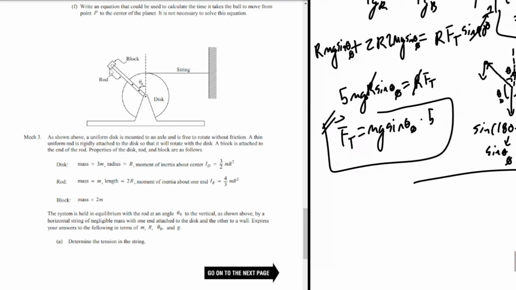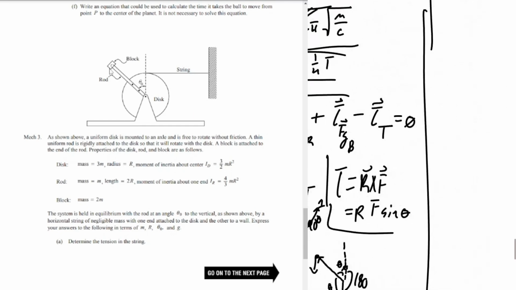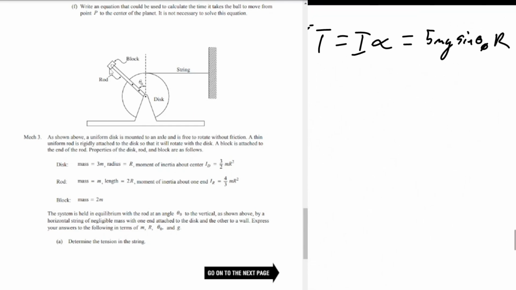If you think about it over here, we just added these. This is the torque due to one, this is the torque due to the other. That gives me 5 mgr sine theta naught. So now this is the torque that we have.